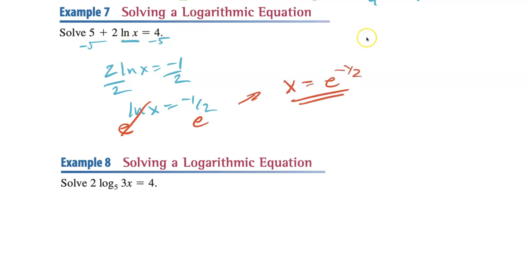I know I just said you can't have a negative answer. This is not a negative answer. It's positive. This is just a really small number. This is e to the -1 power, so you take the square root of e and then flip it. So it's still positive.